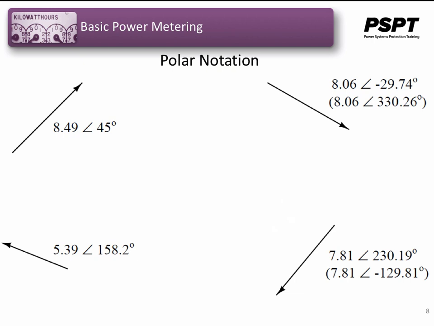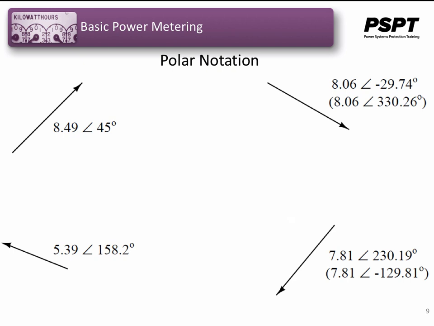The one in the bottom left-hand corner is 5.39 at 158.2 degrees, and the one in the bottom right-hand corner is 7.81 at 230.19 degrees, or 7.81 at minus 129.81 degrees.